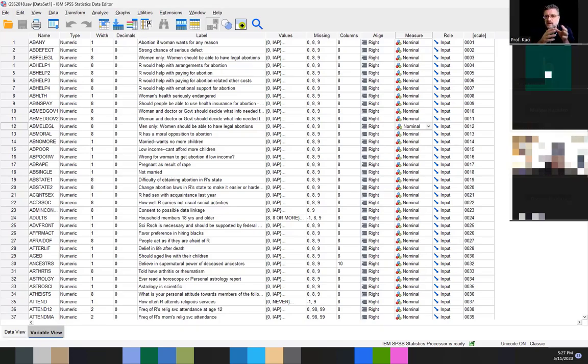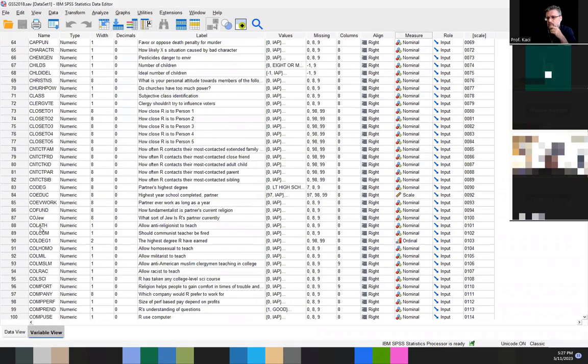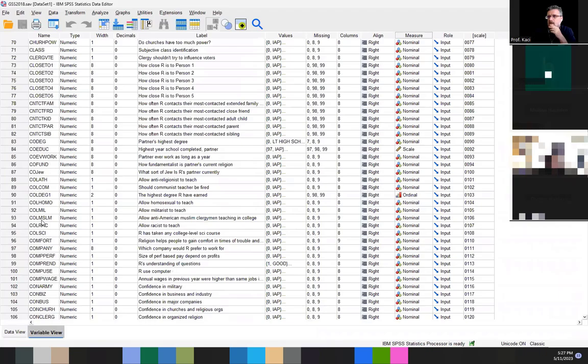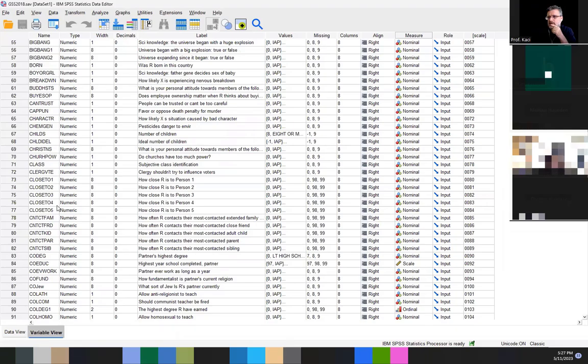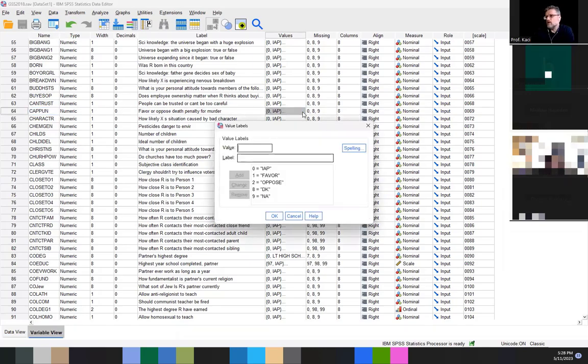So we're trying now to figure out or predict somebody's opinion on capital punishment, whether they oppose or favor it. And you see, we're predicting a categorical variable. Either it is going to be 1 or 2. And that is cap pun. Where is it? Right here. Cap pun: favor or oppose death penalty for murder. Okay. So when we go to values, we see 1 is favor and 2 is oppose.